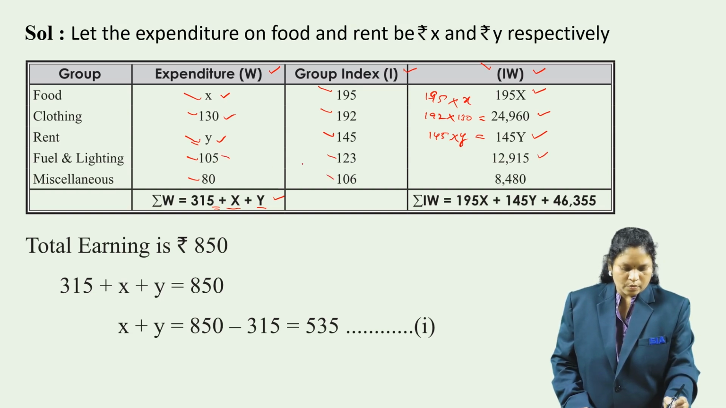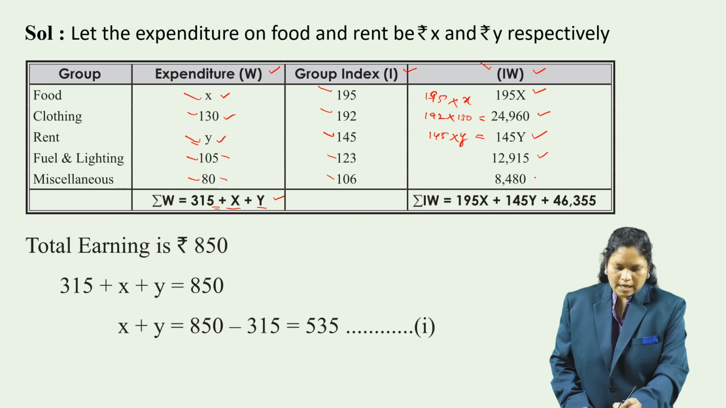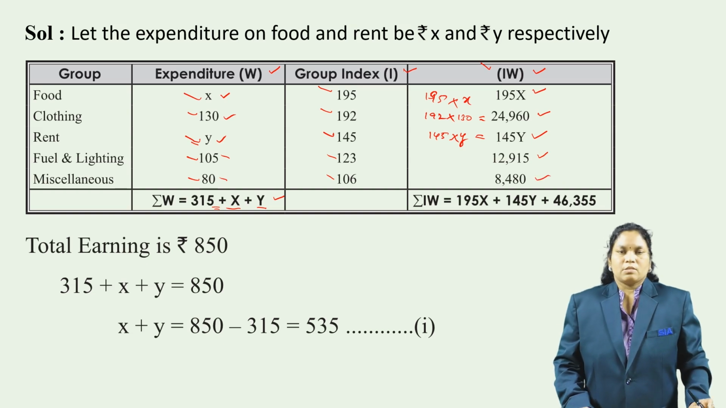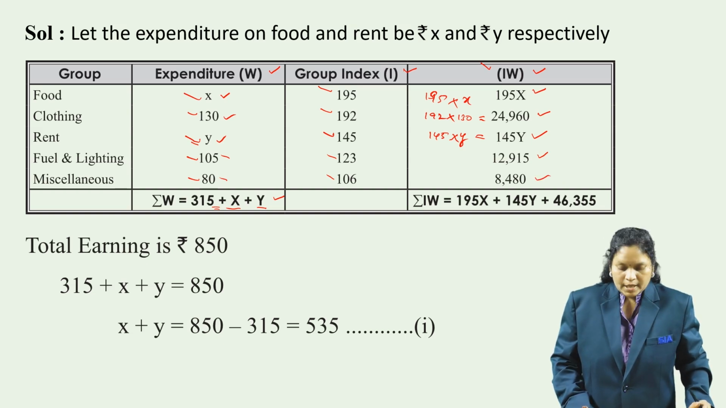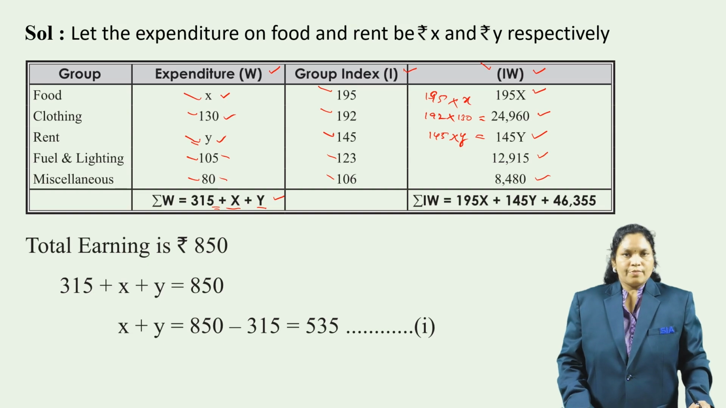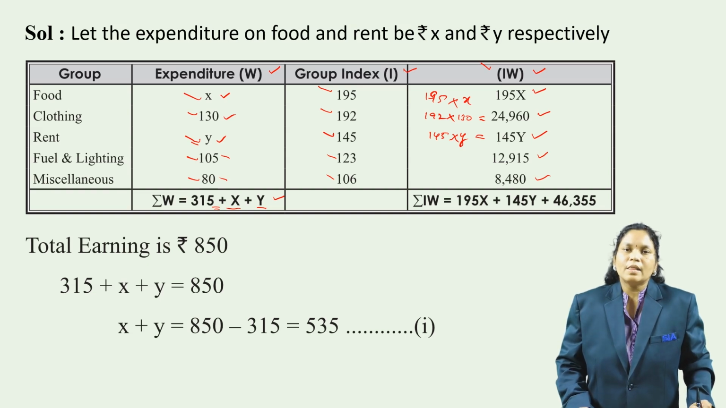And next value also 106 into 80. I got the answer as 8048. So this is how I have obtained IW column. Now what we have to do? We have to add up all the values, right?